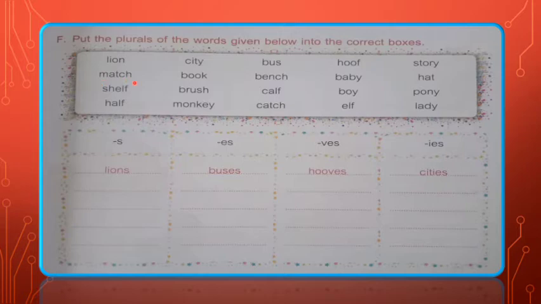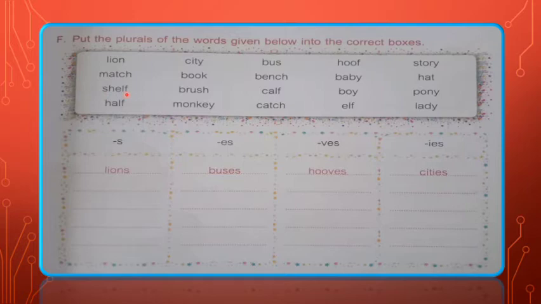What is this, children? Match. Match ends with CH. So when a word ends with CH, what do we add? We add ES, isn't it? So we will write this match here adding ES. So you write here M-A-T-C-H-E-S, matches.